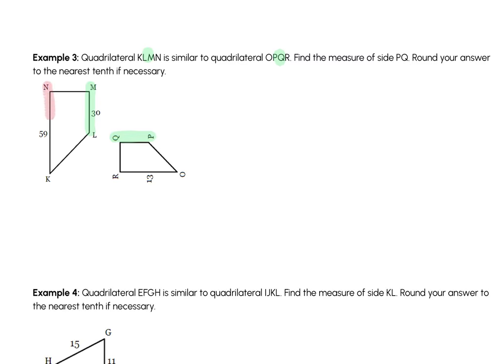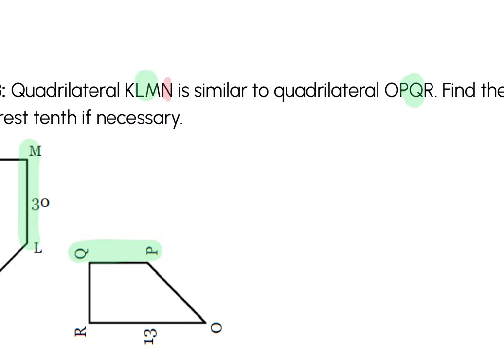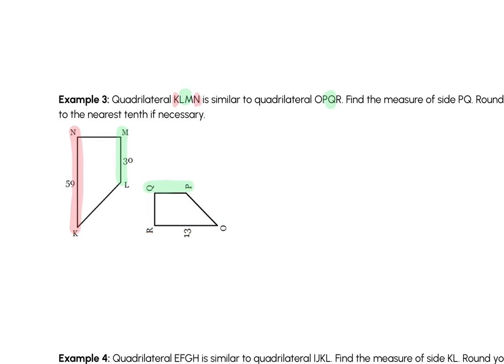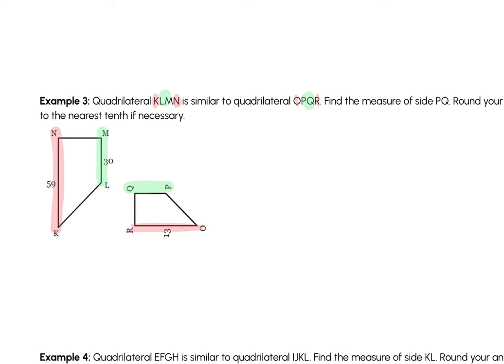I've got NK here, which is the last letter and the first letter. And that is going to go with O and R. So that's this side here. So now that I have 2 pairs of sides, I can set up my proportion. So again, I'm going to do the bigger shape over the smaller shape.